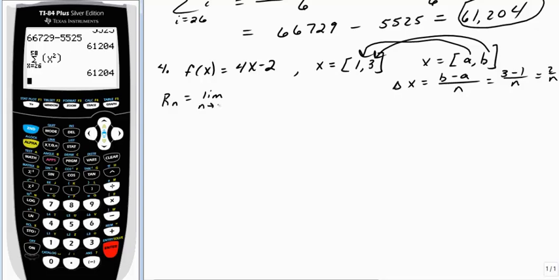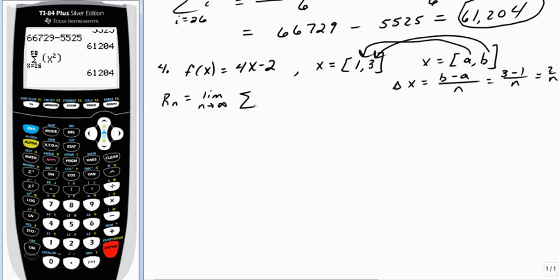approaches infinity. Your book tends to use capital N's. Most people would use lowercase n's. Doesn't matter though. And these summations are always going to be from i equals 1 to n. It's implied that it's i equals 1 to n if you do not put indices on it. So I'm going to refrain from indices just to save a little bit of time.